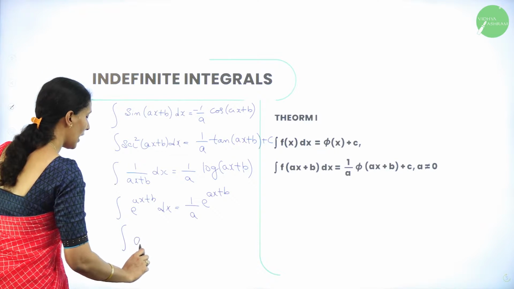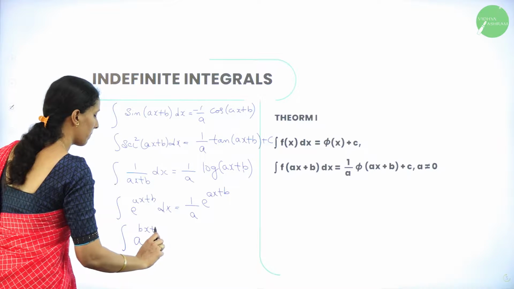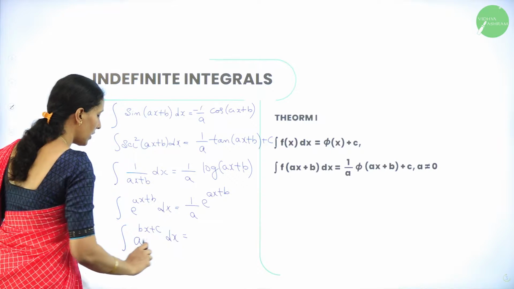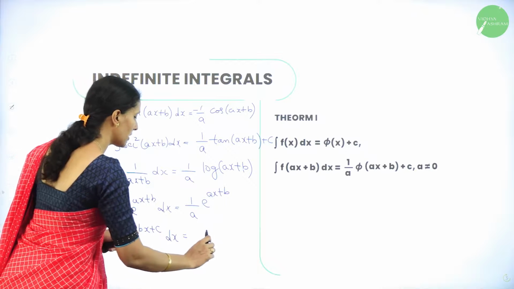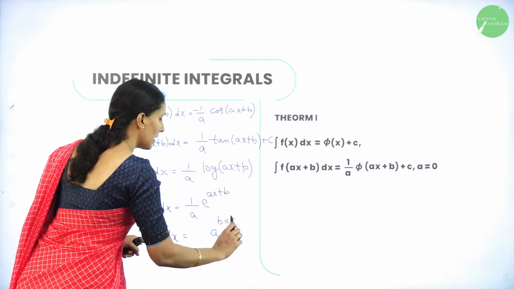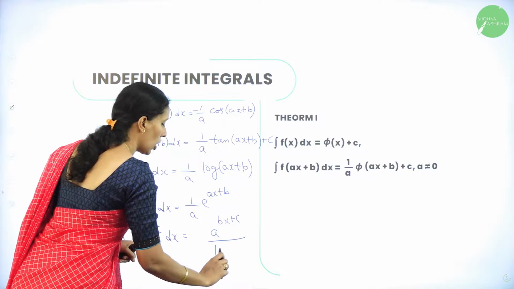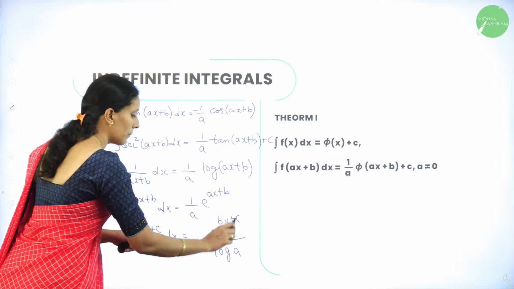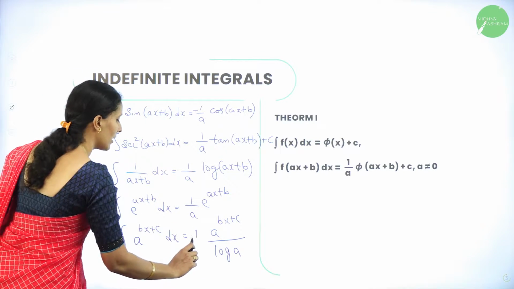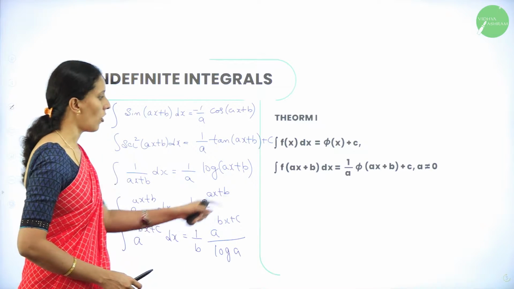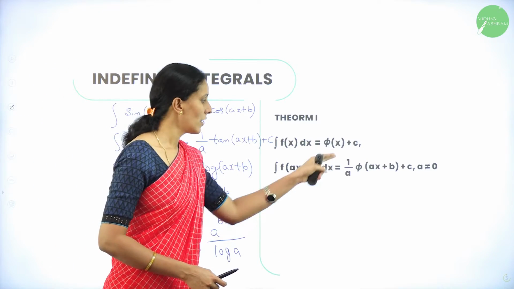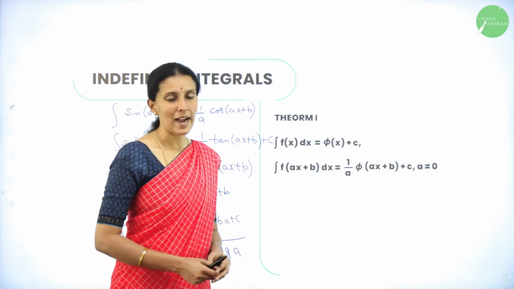Suppose you have a power bx plus c into dx. We know integration of a power x is a power x by log a. So this can be written as a power bx plus c divided by log a. But since it is bx plus c, write it with 1 by b. Like this, any function of this form can be written as 1 by a of its antiderivative.